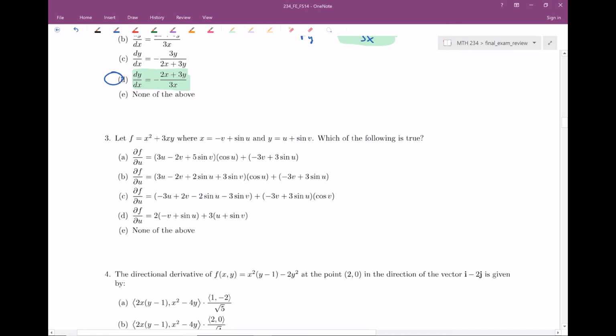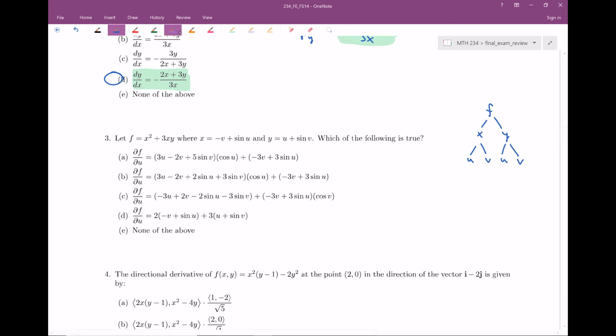Suppose I have some little f, and it has x's and y's in it. And let's see, x itself depends on v and u, y also depends on u's and v's. Which of the following is true? And we're looking for a partial of f with respect to u. So again, this is kind of the chain rule stuff, right? If I have f depending on x's and y's, and x depends on u's and v's, and y depends on u's and v's, my goal is to find the partial of f with respect to u.